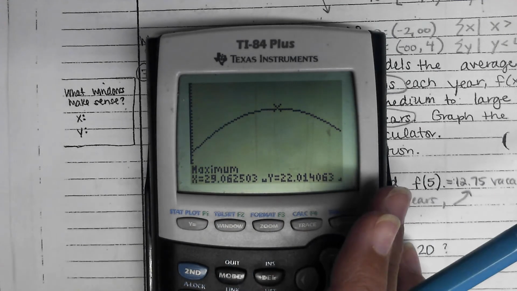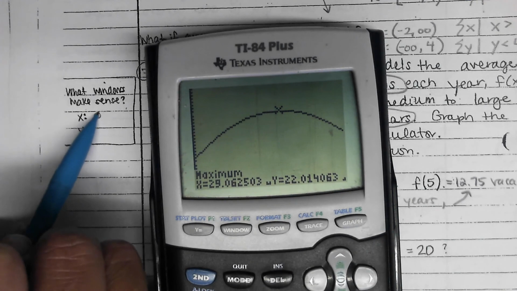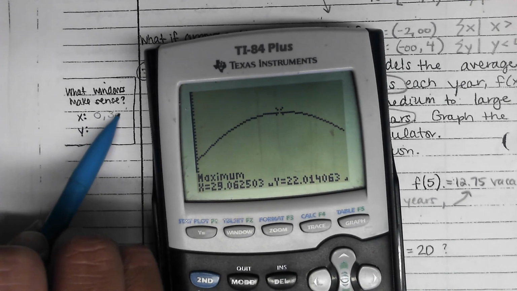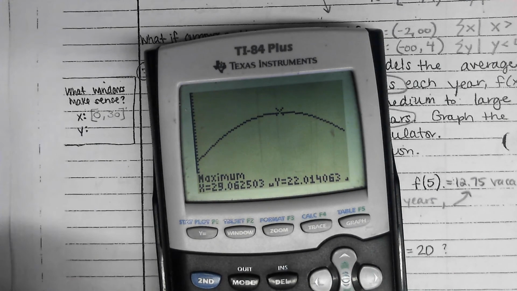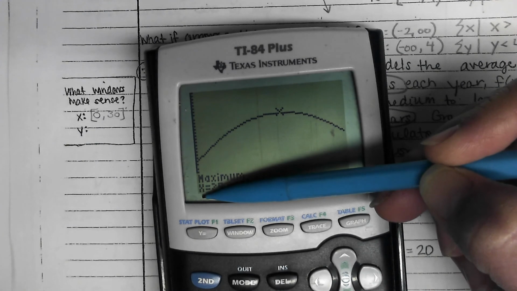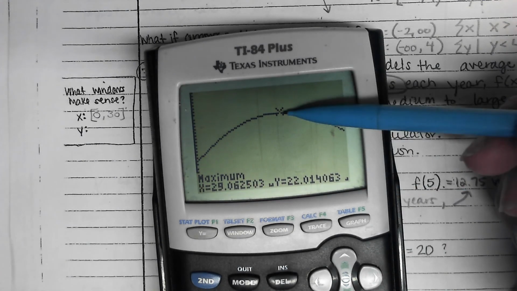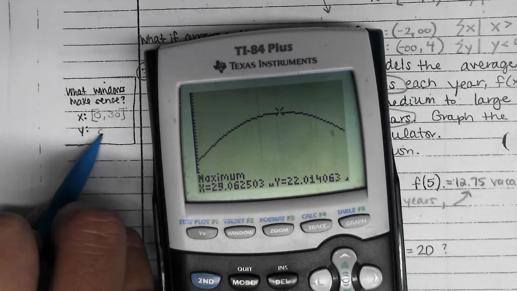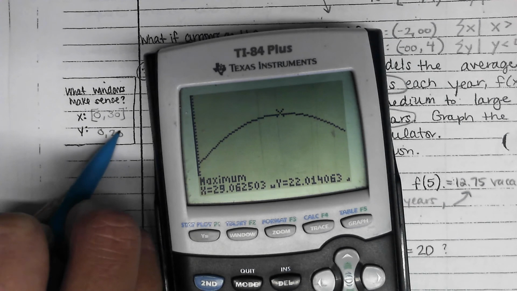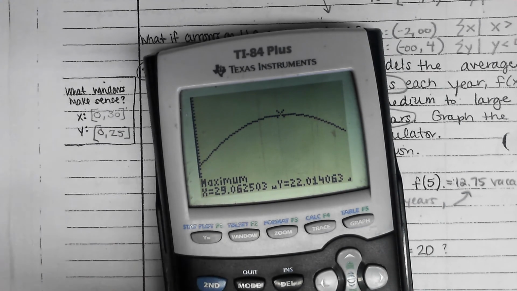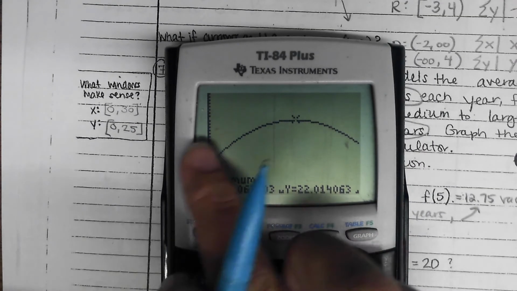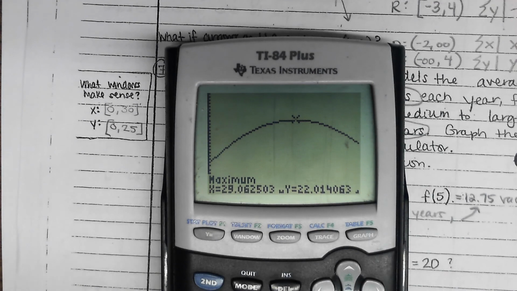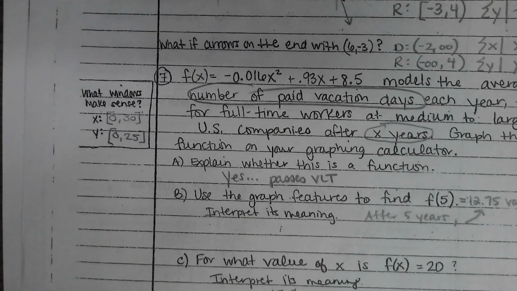So maybe this model only makes sense from 0 years to 30 years. And then on my y-axis, 0 vacation days up until 22. We can just go a little bit above that, 25. I think maybe that makes the most sense, because then you never lose vacation days unless they really want to get rid of you somehow. But I think that may be the conversation there.